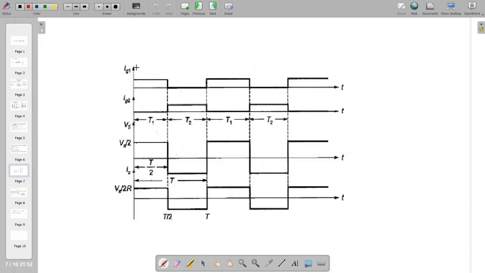These are the waveforms to illustrate the operation of the single phase half bridge inverter. This is the gate current for thyristor 1, this is the gate current for thyristor 2, and this is the output voltage. Up to T by 2 period only thyristor 1 conducts, and from T by 2 to T only thyristor 2 conducts. The corresponding waveforms are drawn like this. This is a resistive load we are considering, so the load current, that is the output current, follows the output voltage.